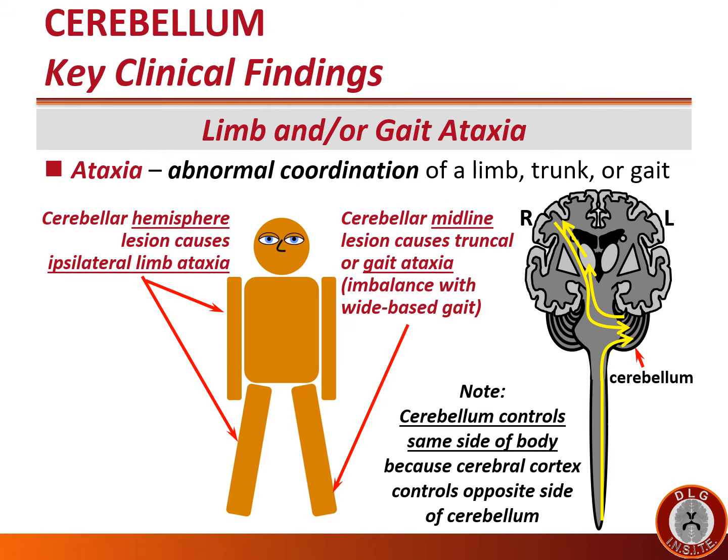gait. The cerebellar hemispheres are ipsilateral to the body side that they control. Cerebellar hemisphere lesions cause ipsilateral limb ataxia. The cerebellar midline lesion involves truncal or gait ataxia, imbalance with a wide-based gait. Now, the reason, just so you know, why the cerebellar hemisphere lesion causes ipsilateral limb ataxia is because it is controlled by the opposite side of the brain. The cerebellum controls the same side of the body because cerebral cortex controls the opposite side of the cerebellum.